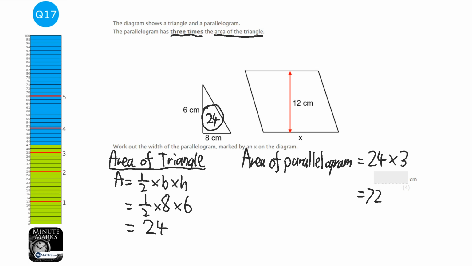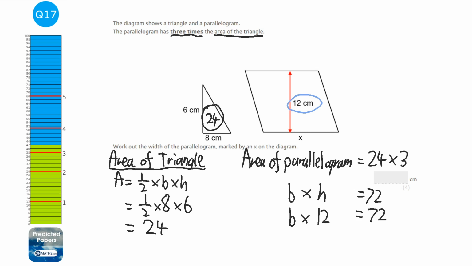Now, I know that the height of it is 12, and I know to work out the area of a parallelogram, it is just base times height. And I know that the height is 12, and I know the area of it is 72. So I just need to solve this. Quite an easy one to solve, because I'm just going to divide by 12. So the base is going to be 72 divided by 12, which is 6. So it's going to be 6 centimeters.